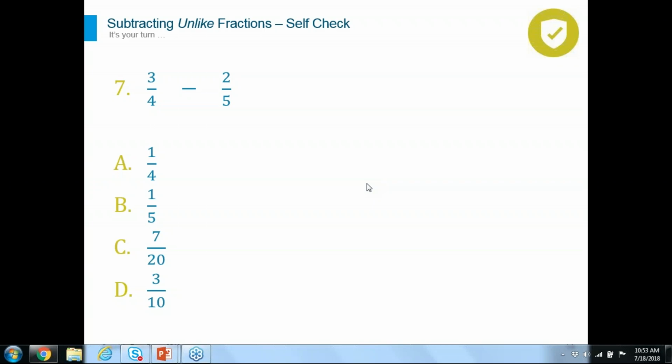What is the common denominator to use if you have a denominator of 4, a denominator of 5? What do you think? I'm going to change my screen to give you the chance to share your answer. Here you go.